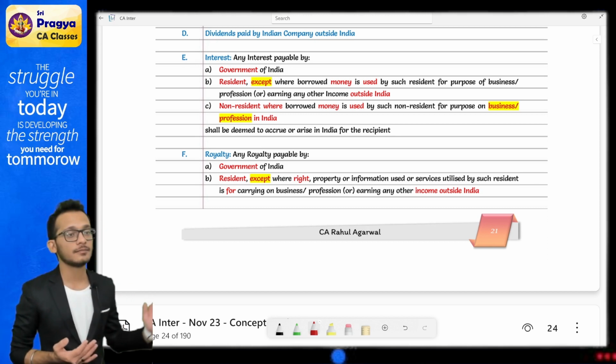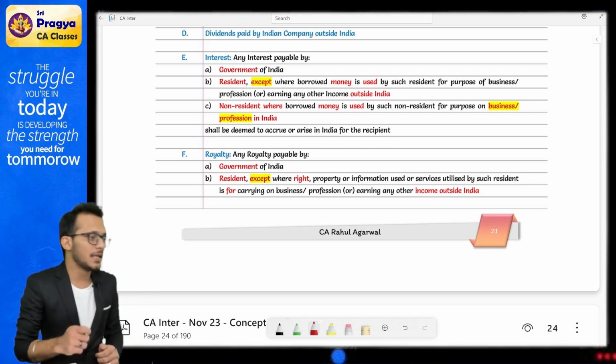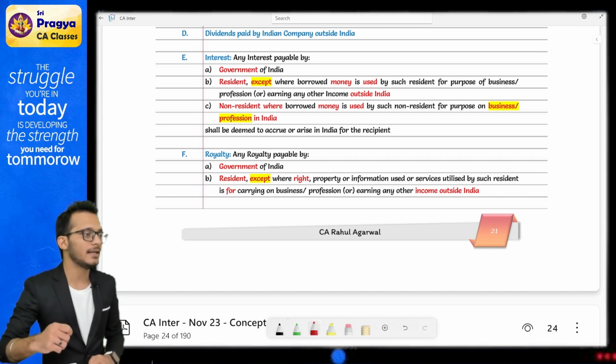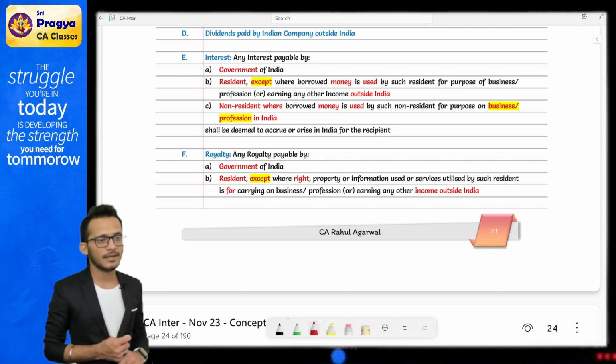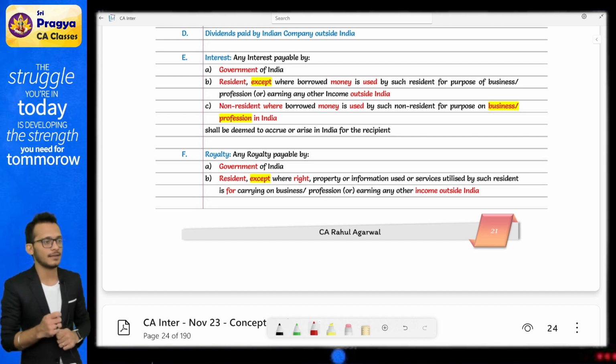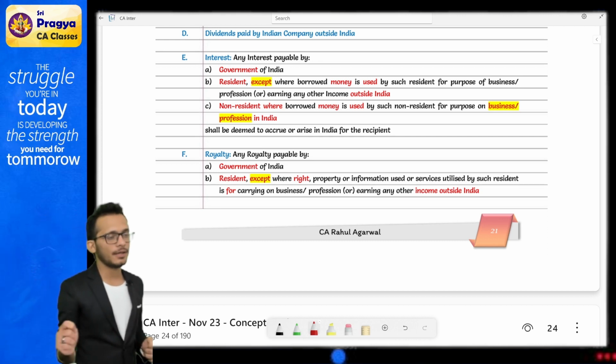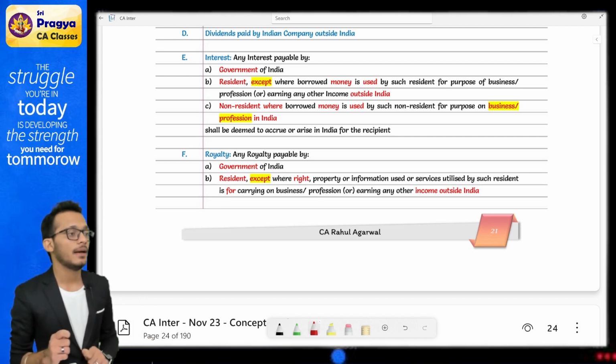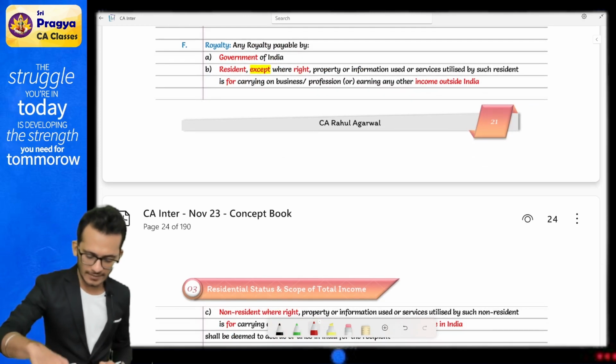No. Because the money which he got, which is the dividends, is not an income from business. It is an income from other source. So therefore it will become not taxable in India. Yes or no? Yes. Everyone? Yes. If I have to note down the example, quickly note it down.